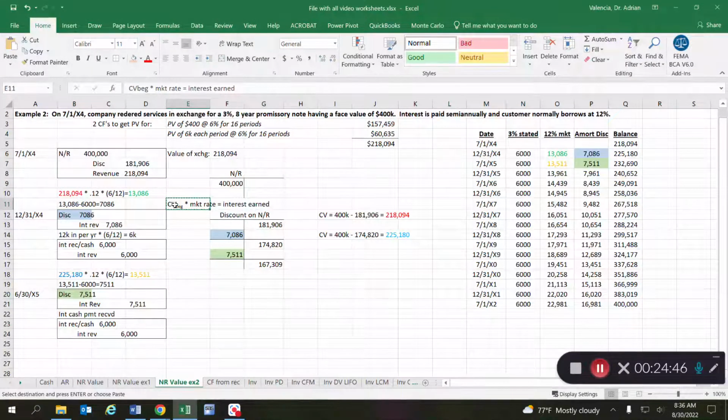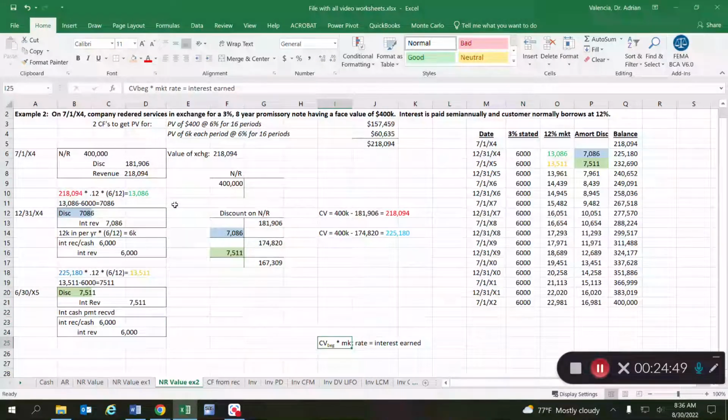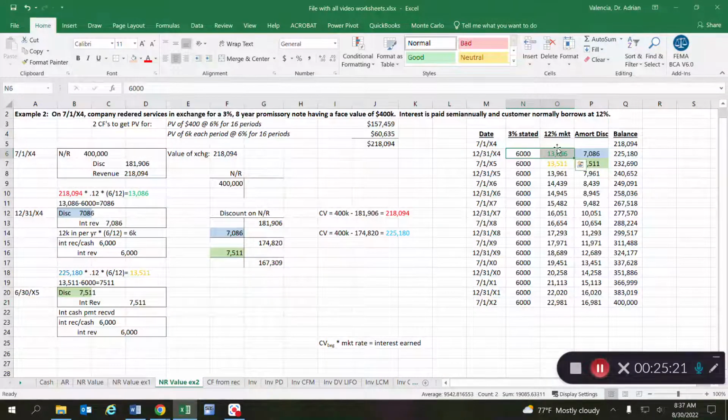Let me just put this somewhere else. But this formula you will always want to keep in mind. This is how you compute interest earned or interest incurred. So that's 218,094 times the market rate, and then for half a year, and that gives me 13,086. So this 13,086 is the interest revenue that needs to be recognized for that period. Now, after this is done, notice that we get cash of 6,000, even though the interest itself is 13,086. So what we have is amortization of 7,086.